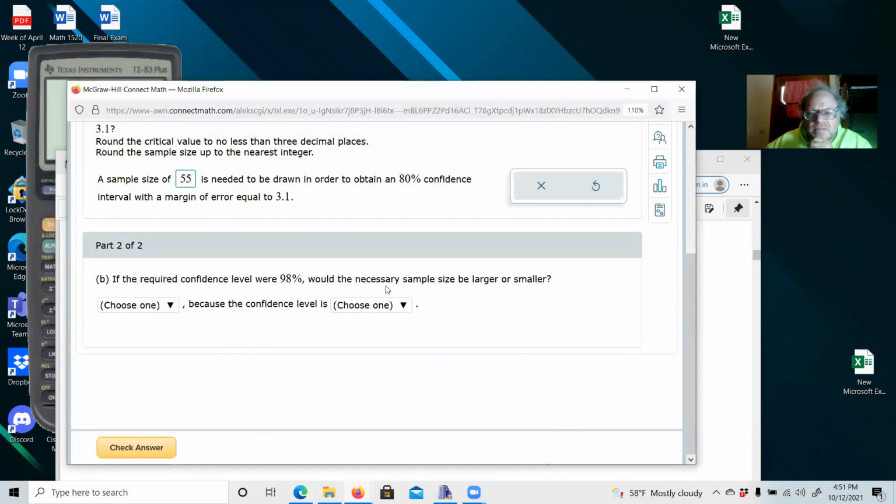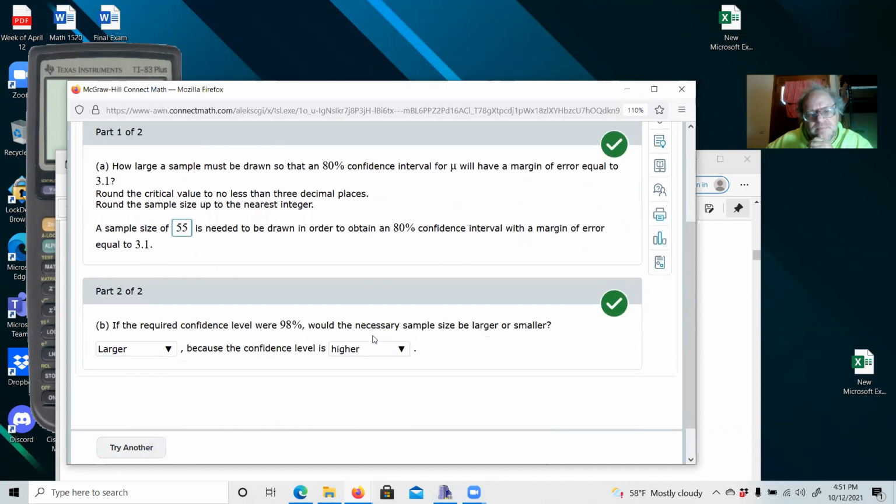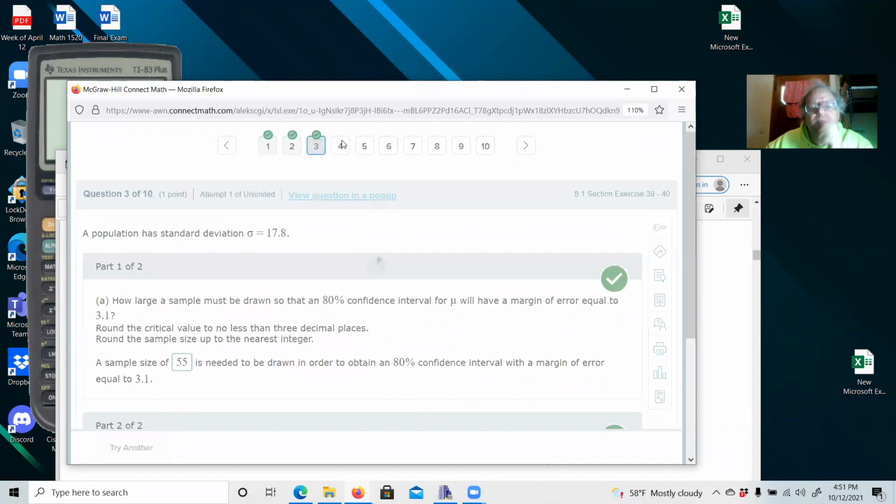The necessary sample size is going to be larger because the confidence level is higher. All right. Very good.